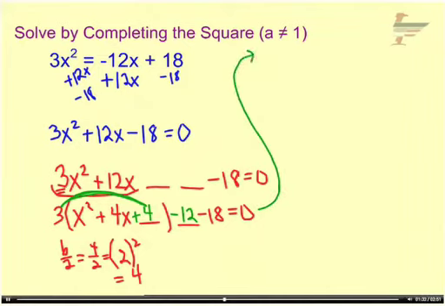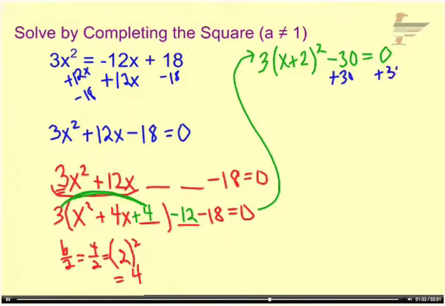So we can go ahead and write this completed the square version. We have 3 in parentheses x plus 2 squared, and then negative 12 minus 18, so we have minus 30 equals 0. So to solve for x, let's get the x by itself. We're going to start by adding 30 to both sides. We have 3 times x plus 2 squared equals 30.